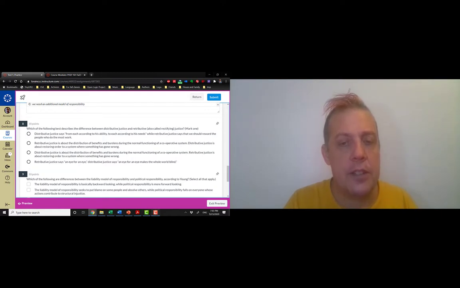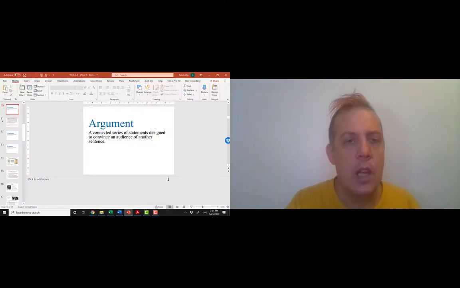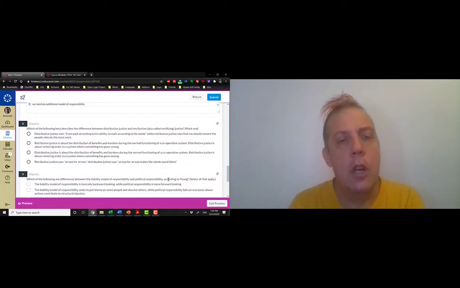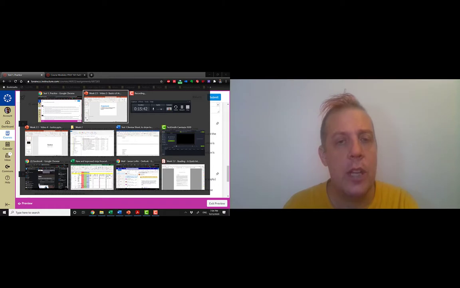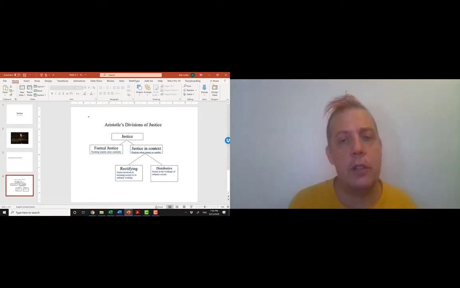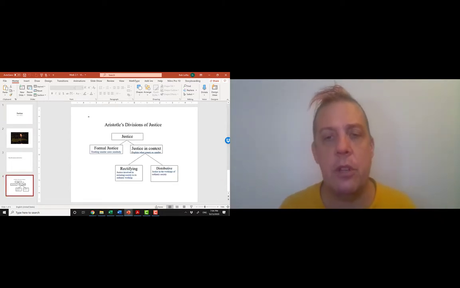So if you remember, I had you do an exercise where you just listed words that you associated with the word justice. And then I spent some time sorting those into different categories to show you how patterns could emerge. And one of the most basic patterns that emerged was the difference between distributive and rectifying justice. So let's go over here. This is the chart. And basically the four terms in this section are the terms that are on this chart.